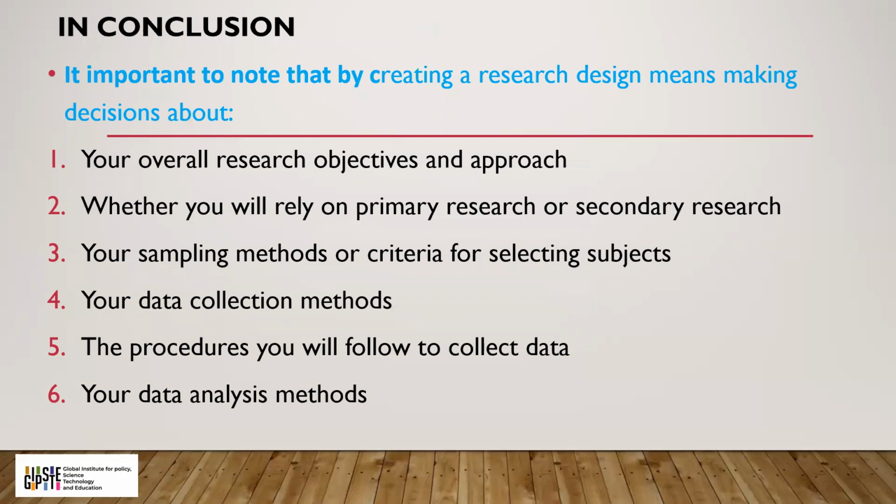In conclusion, it is important to know that creating a research design means making decisions about, one, your overall research objective and approach, whether you will rely on primary research or secondary research, your sampling methods or criteria for selecting subjects, your data collection method, the procedures you will follow to collect data, and your data analysis methods. So all these six elements together will help you to come out with an excellent research design.